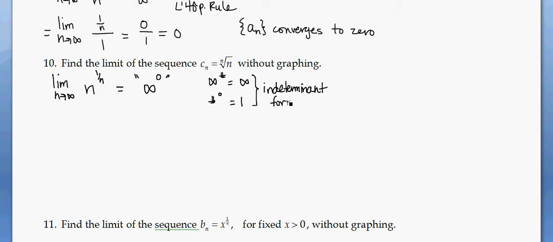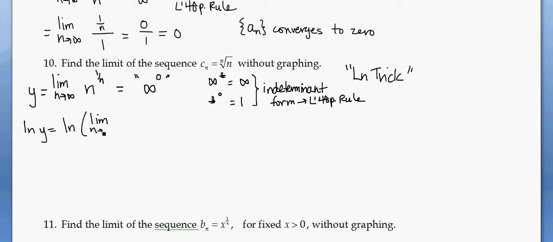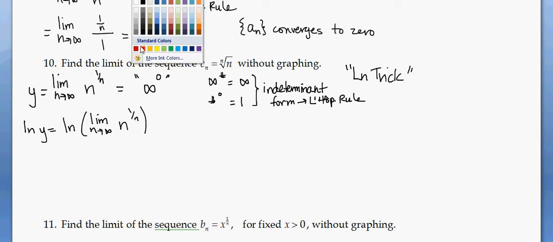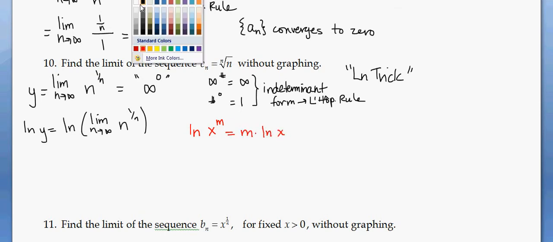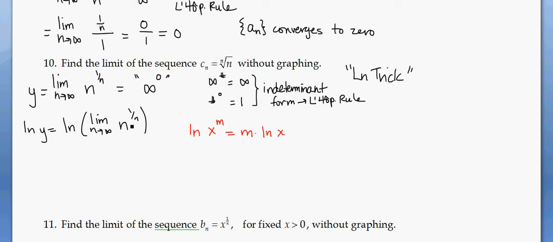Now, we want to apply L'Hopital's rule, but it's not a quotient, right? So we're going to need to use our natural log trick here in order to get this exponent down. So I'm going to set this thing equal to y, and the goal will be to solve for y. So we take the natural log of both sides, and now we have this property of logarithms, that I'll write like this. The natural log of x to a power m is equal to m times the natural log of x. And so we're going to apply that here, where our x is n and our m is 1 over n.